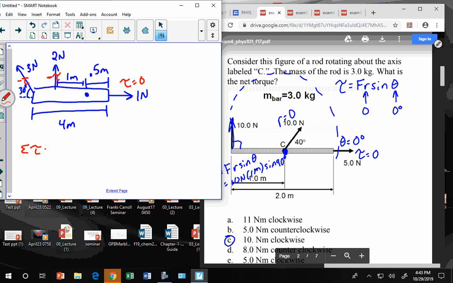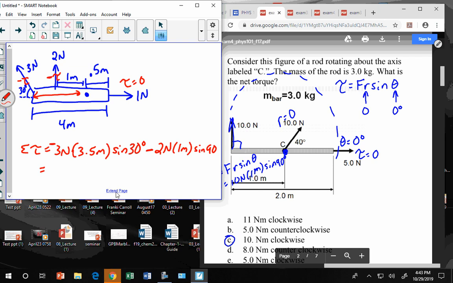The net torque then is going to be 3 newtons times this distance. You might have to do a little figuring on that, but that distance would be 3.5 meters, 4 minus a half, times the sine of 30. That's negative, minus 2 newtons times 1 meter times the sine of 90, which is just 1. And then the sum of those two numbers would be the net torque. So you'll have a problem like that.